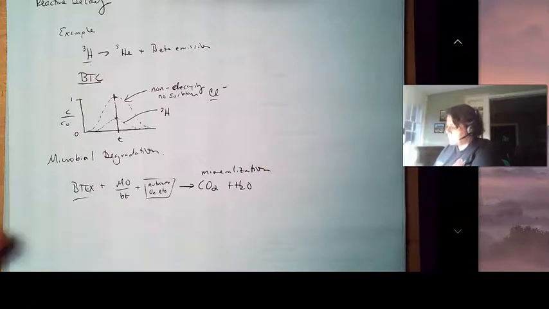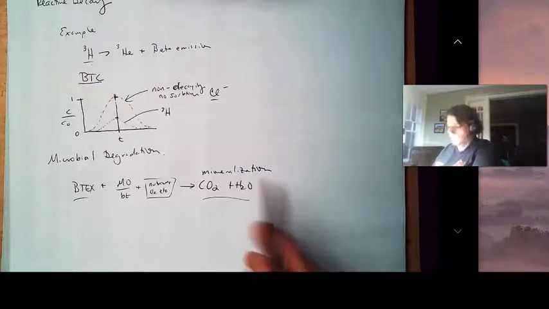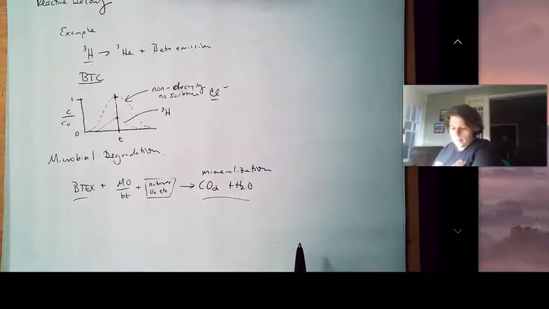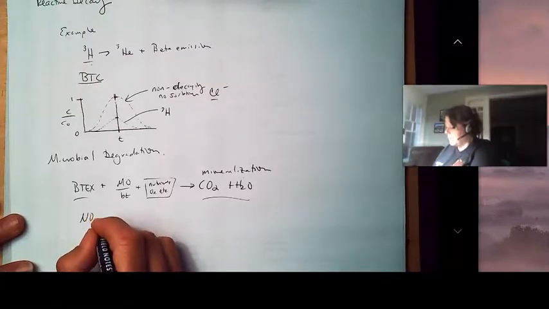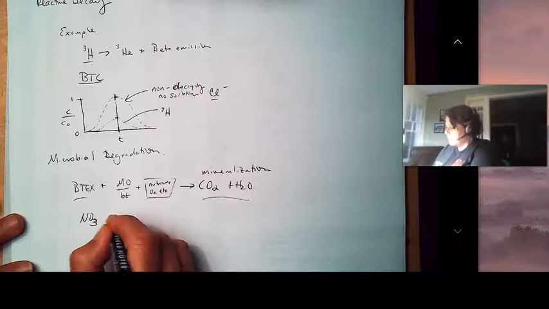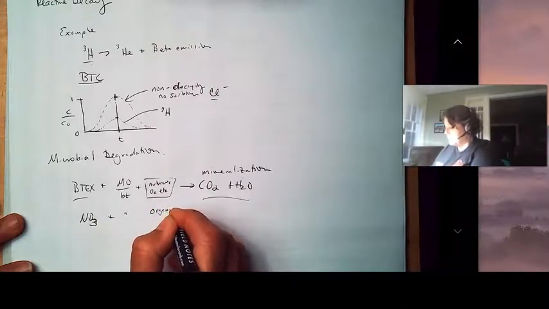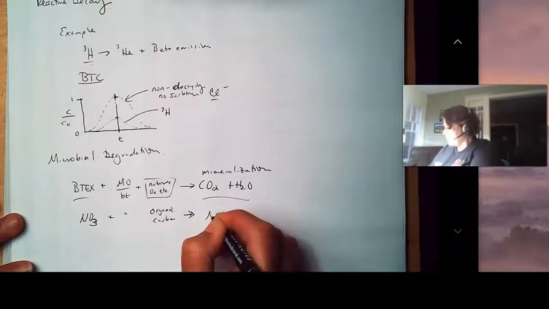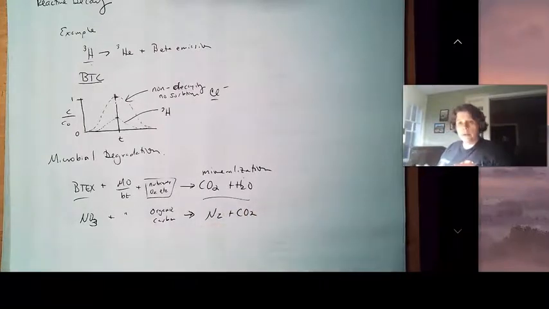So it completely breaks down the BTEX compounds into CO2 and water. That is a mineralization. You could also get an example of this like nitrate into a system, plus bacteria, plus organic carbon. So you need some carbon into the system. You're going to get N2 gas plus CO2. Okay. So these processes are irreversible.